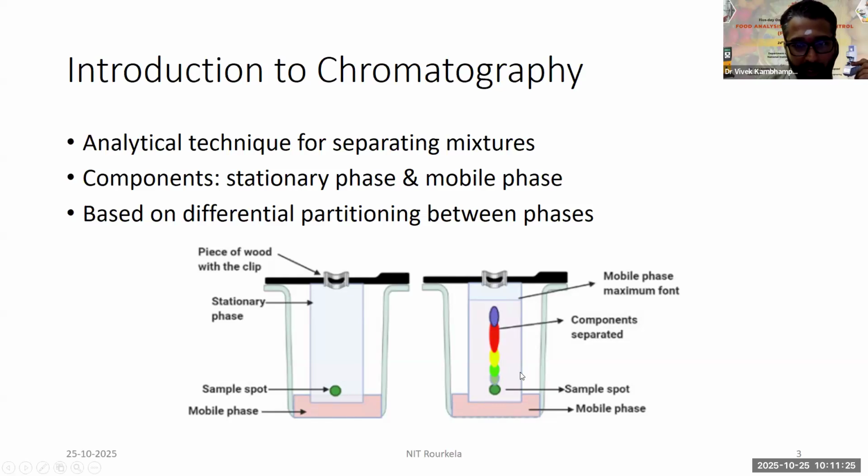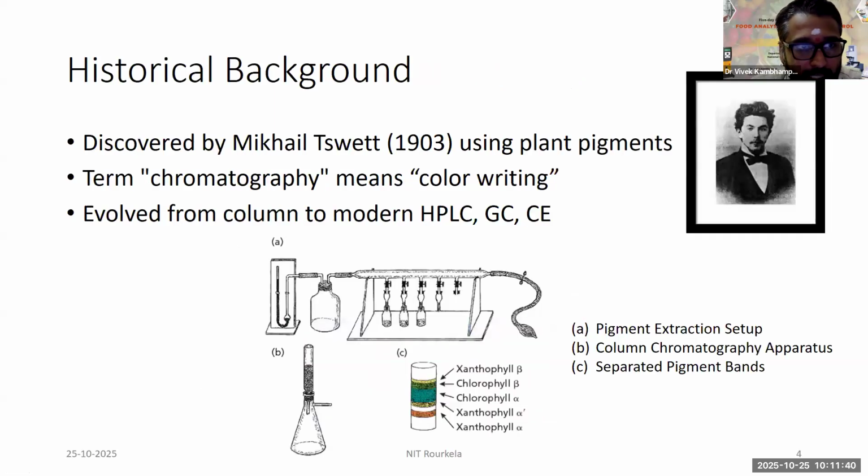This mobile phase will be traveling, and the stationary phase, the paper or slide, is stationary and contains the sample in it. Based on the differential partitioning between the phases, you can identify what compounds are present in the sample.